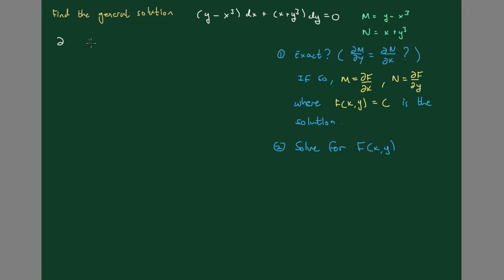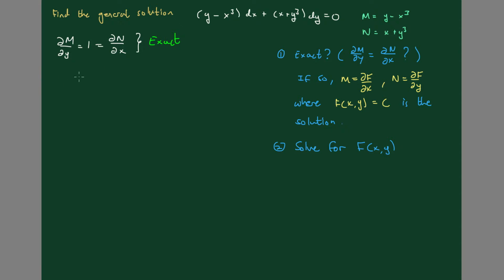We find that dM/dy is equal to the derivative of y minus x cubed with respect to y, which is equal to 1. And if we take the derivative of N with respect to x, that is d/dx of x plus y cubed, we find that this derivative is likewise equal to 1. So dM/dy is equal to dN/dx, which means that this differential equation is exact.